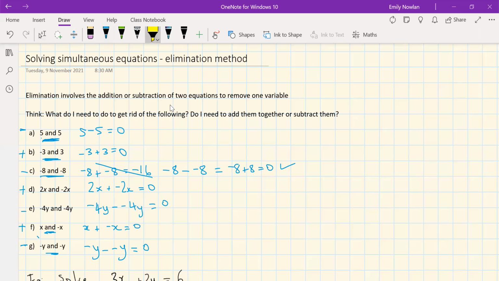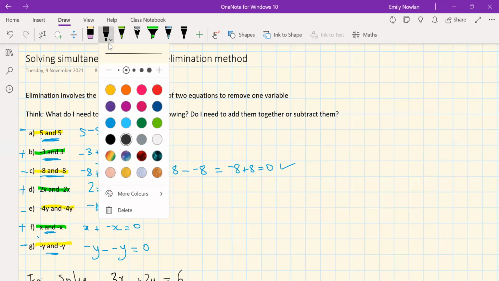So let's have a look at this one. The ones where the signs are the same, they're the ones we subtract. And the ones where the signs are different, so one's a negative, one's a positive, we seem to add. Let's hold that thought in our head as we go ahead and do some questions now.